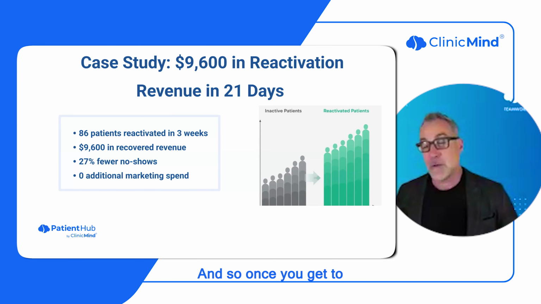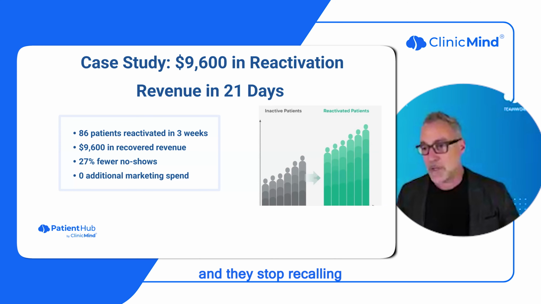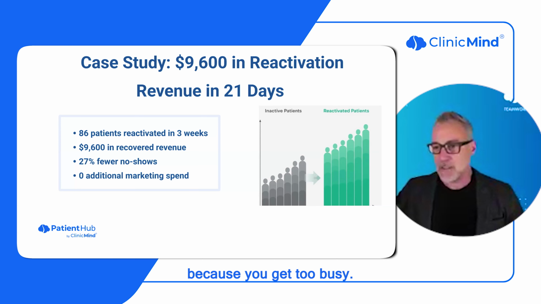Then somebody's got to be responsible for calling that list. And so once you get to that point, a report of patients, it's really hard to keep any one person accountable. As a practice gets busier, you become a victim of your own success. Somebody's calling those patients, let's say they are successful, they start reactivating them. All of a sudden you've got a whole bunch of reactivated patients. Next thing you know, they're busy with reactivated patients and they stop recalling the inactive patients. And so it's a vicious cycle that you can't keep following up because you get too busy.